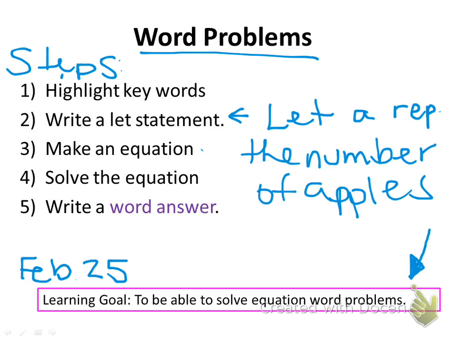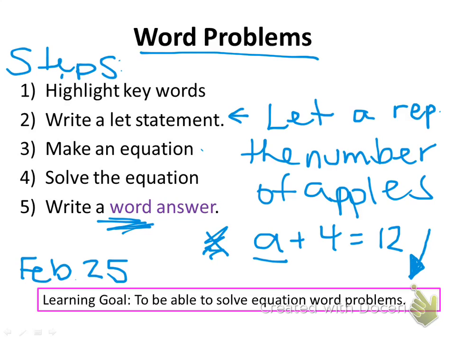The next step is to make an equation. An equation would be like, we'll do A plus 4 equals 12, and we'd have to solve for the number of apples A. Then number 4 is to solve it. And number 5, of course, it's a word question, so you need a word answer.